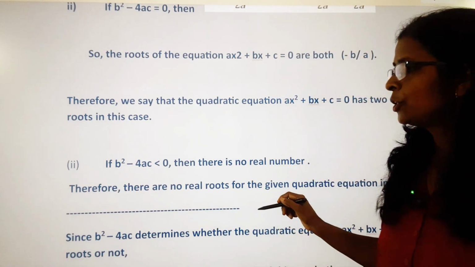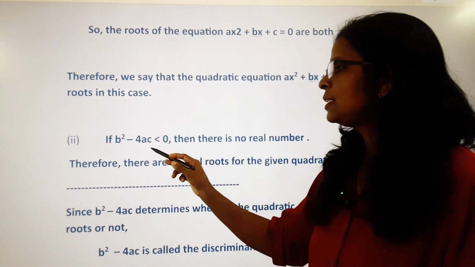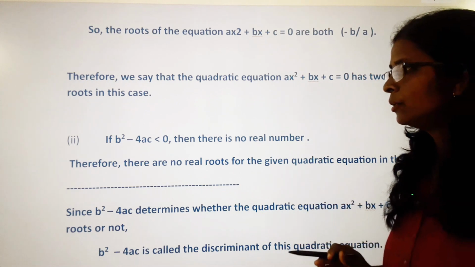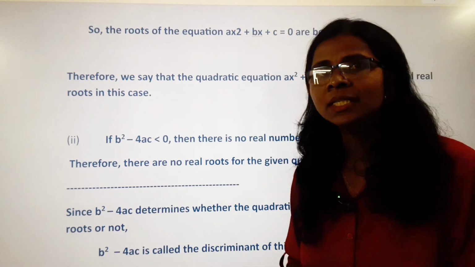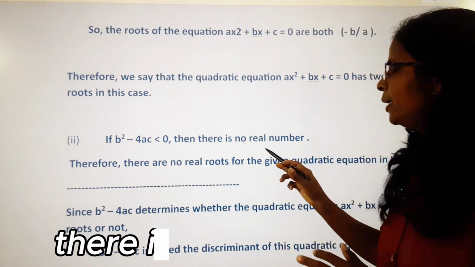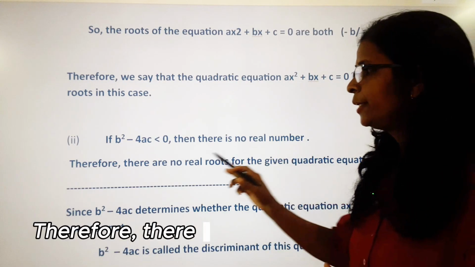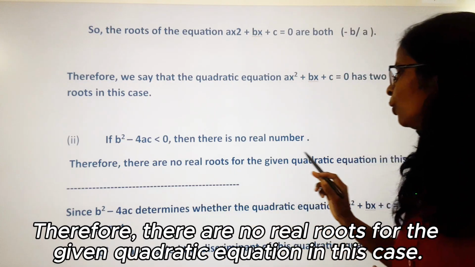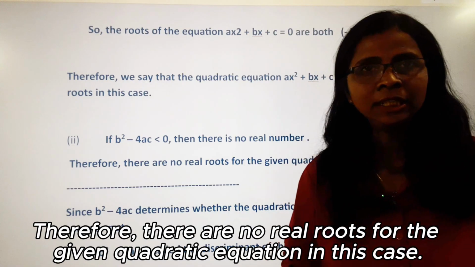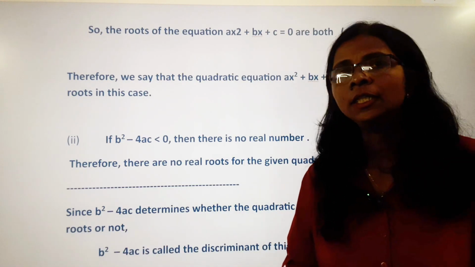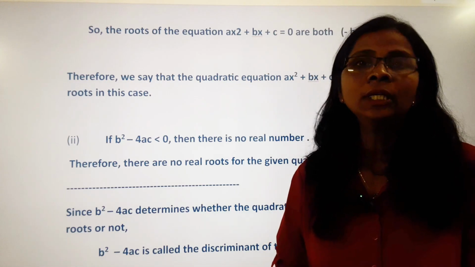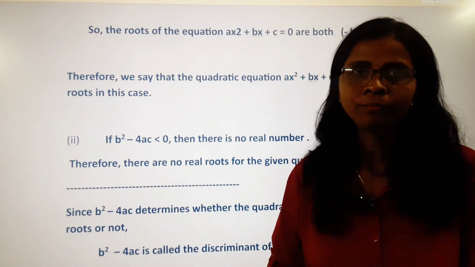Now the third condition: b² - 4ac is less than 0. Less than 0 means the value becomes negative, so there is no real number, and therefore there are no real roots for the given quadratic equation in this case. So these are the three conditions while finding out the nature of the roots of the given quadratic equation.